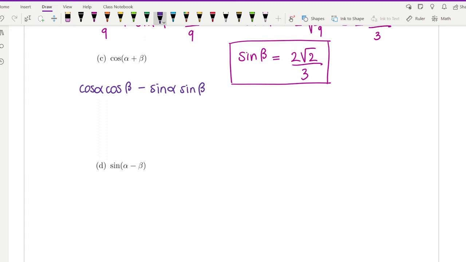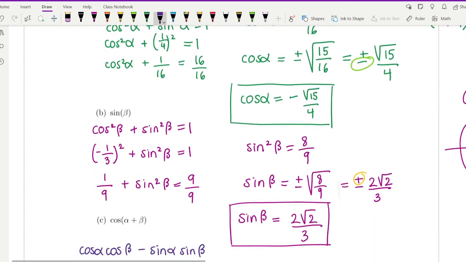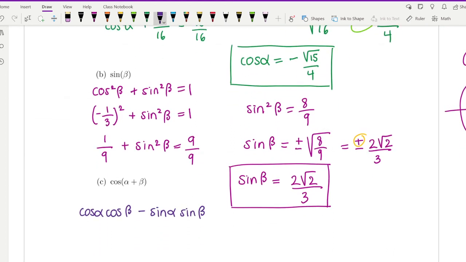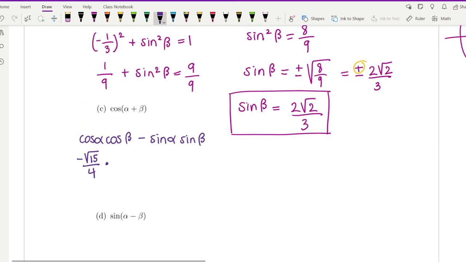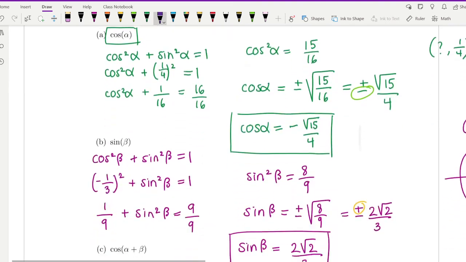So now all we need to do is plug all these different numbers in, right? We have all of these different pieces of information. We know that cosine of alpha, right here, is negative root 15 over 4. So I'm just going to put that in. That is the value of cosine of alpha. We're then going to multiply that with cosine of beta. So where is cosine of beta? That was one of the ones given to us. That was negative 1/3.